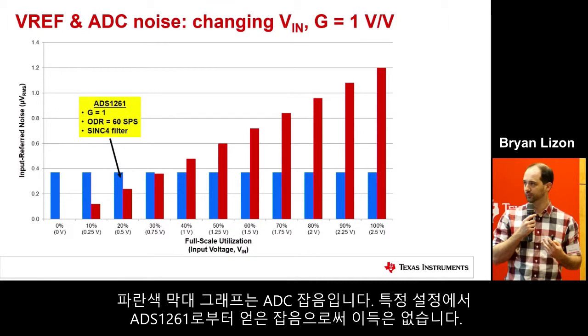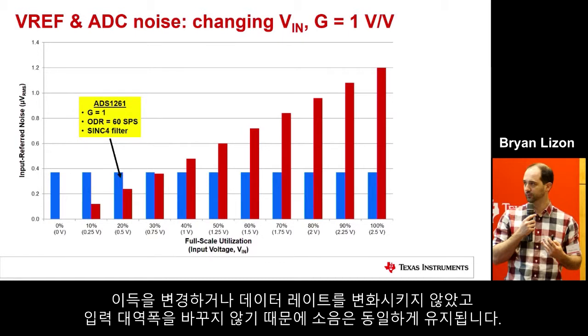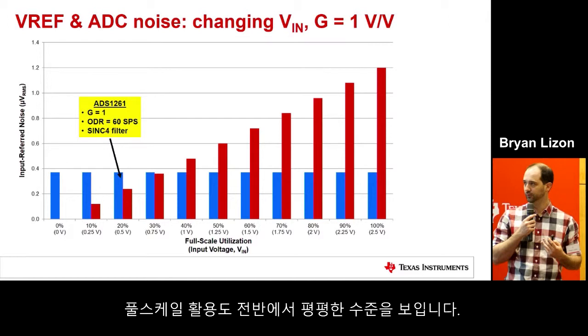The blue bars here represent the ADC noise. So again, this is from the ADS1261. At the given settings here, again, there's no gain. And across input voltage, the noise of this device is constant. We're not changing the gain, the data rate, or the input bandwidth, so the noise stays the same. So it's flat across full-scale utilization.